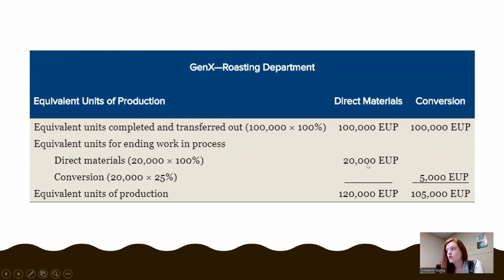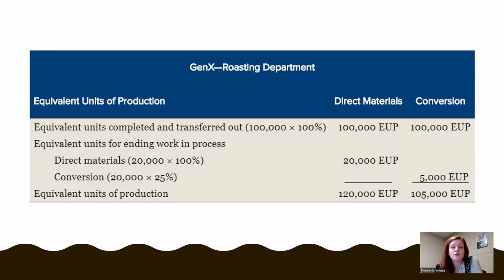For direct materials, they told us we put all the direct materials in there right up front. So it would be the 20,000 times 100% for direct materials. They have all the materials to make the 20,000 units. For conversion costs, they told us they were only 25% complete. So we have the 20,000 units times 25%, that equals 5,000.